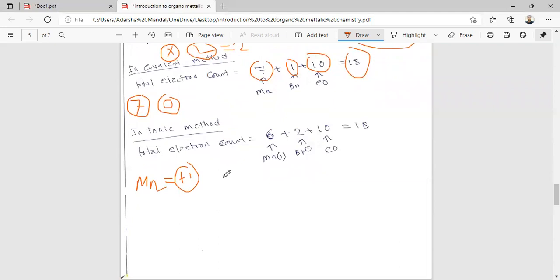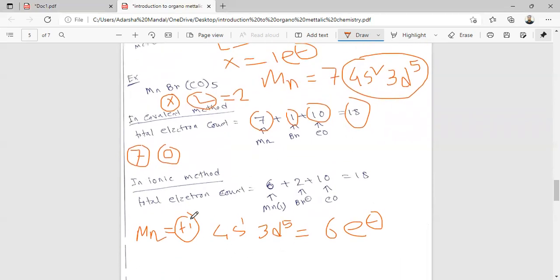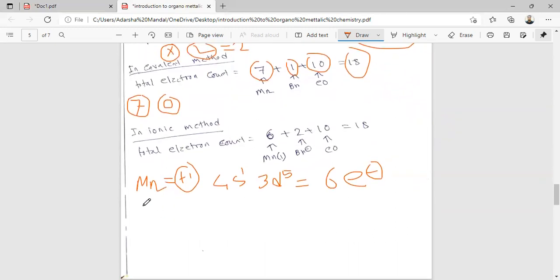So the +1 oxidation state means its electron configuration is 4s1 3d5. So Mn+1 has a total of 6 valence electrons. And Br is an X type ligand, so it will donate a total of 2 electrons in this ionic method, and carbonyl is an L type ligand, so it will donate a total of 2 electrons in this ionic method.